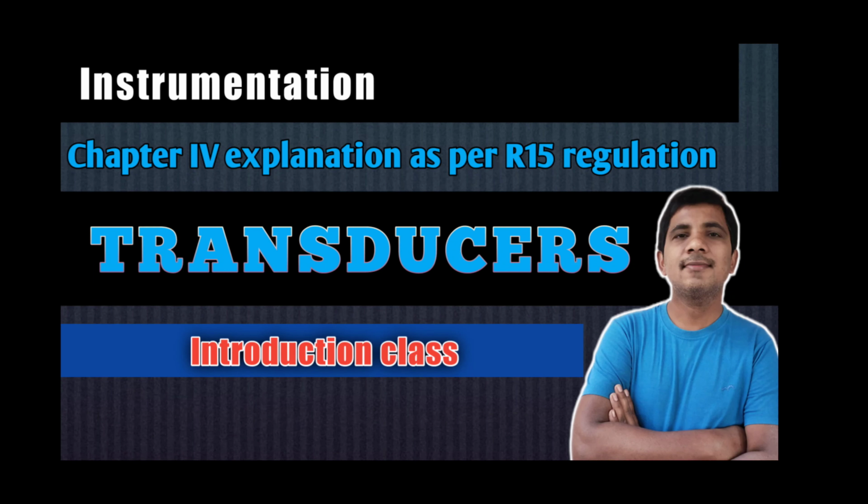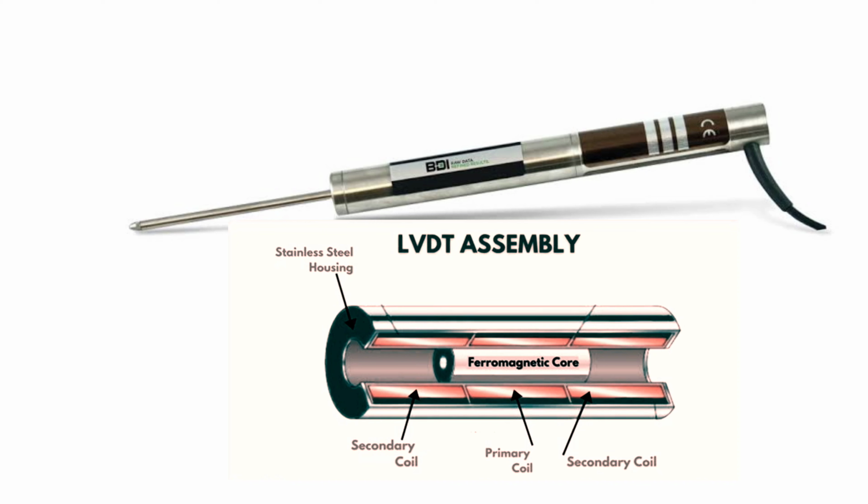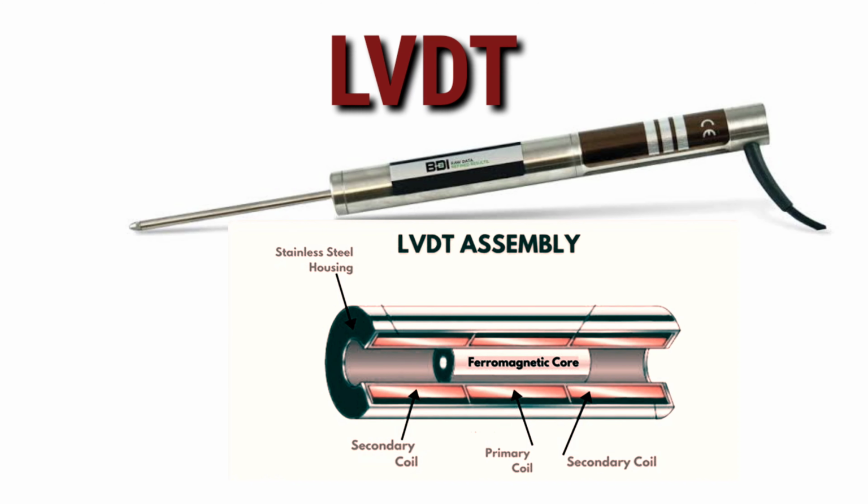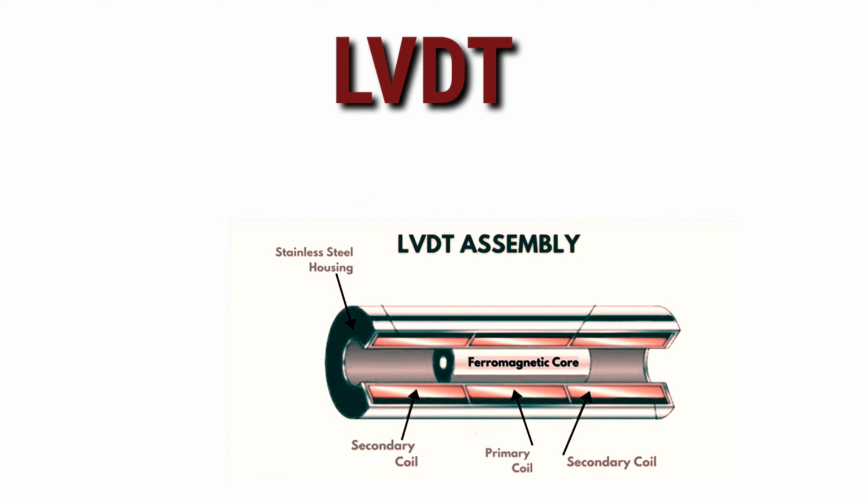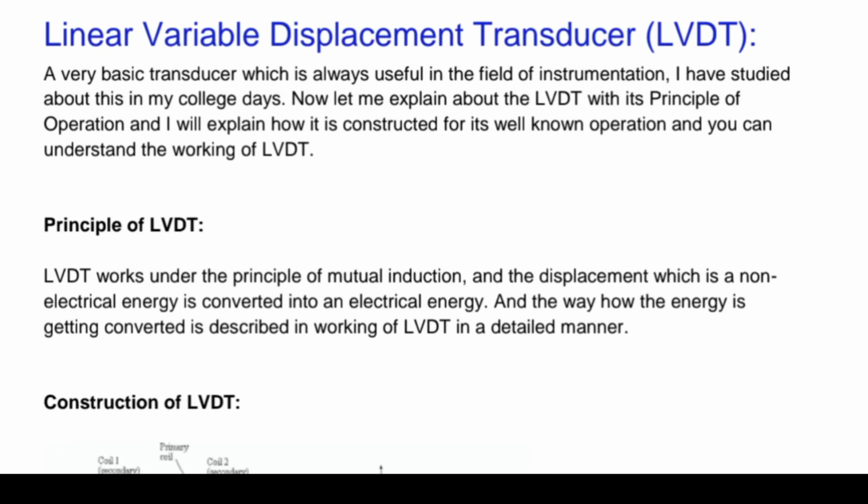Good morning, all. In the last class, chapter 4, transducers, we discussed the classification of transducers. Now we go for inductive transducers, that is LVDT: how it works, what the parts of LVDT are, and what the working principle is. Now we go for the linear variable differential transformer or transducer.